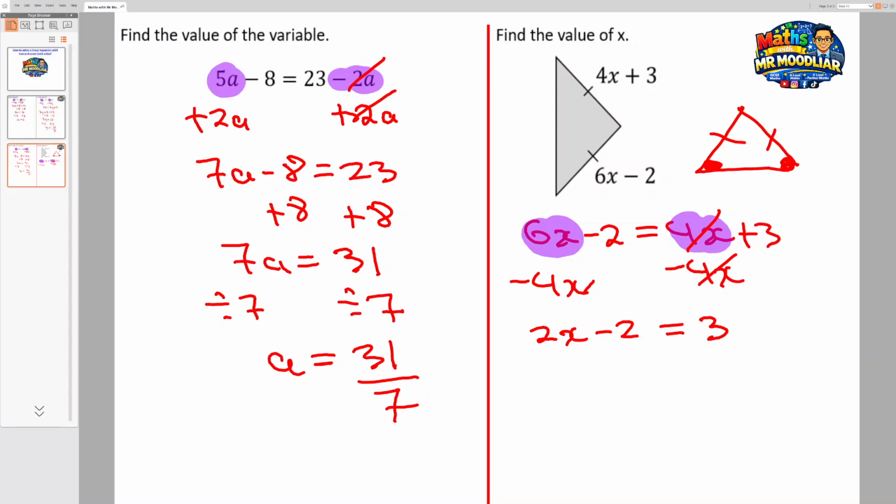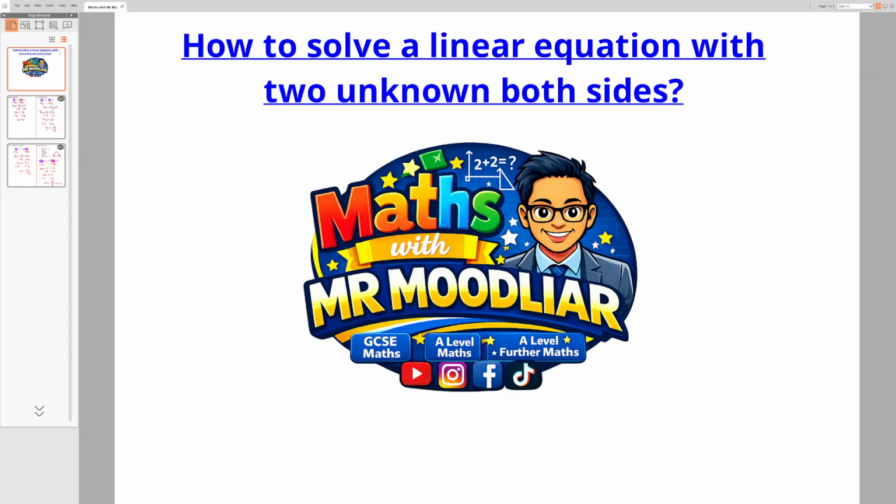Again, I know that you can do this. I believe in you guys. It's just a two-step linear equation. So plus 2 both sides now. So we have 2x is equal to 5. Then divided by 2, divided by 2. So we have x is equal to 5 over 2, or if you want it, 2.5. So again, this is how you solve a linear equation with unknowns on both sides.